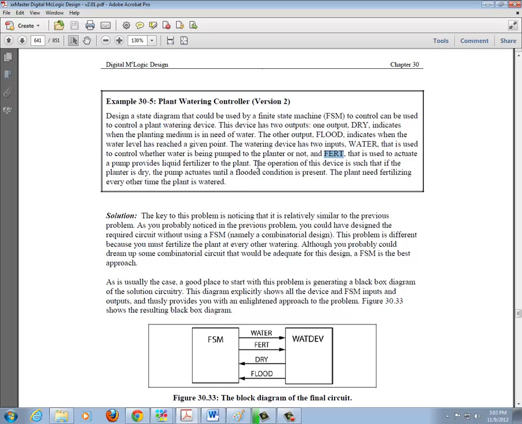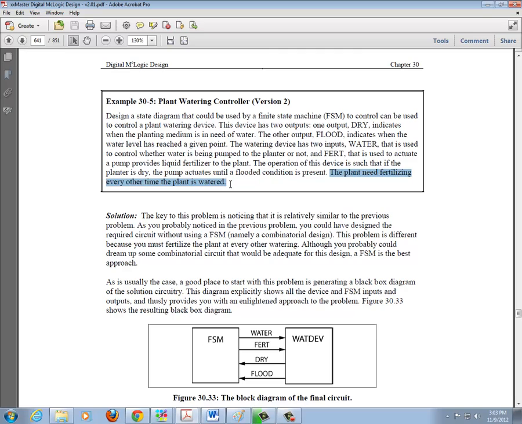Okay, so it says the operation of this device is such that if the planter is dry, the pump actuates until the flooded condition is present. We already talked about that one in the previous plant watering controller. But then it says the plant needs fertilizing every other time the plant is watered. So how are we going to incorporate that now into our finite state machine?